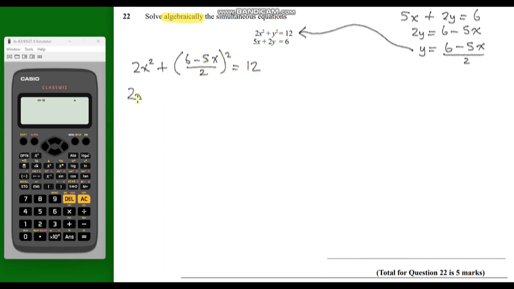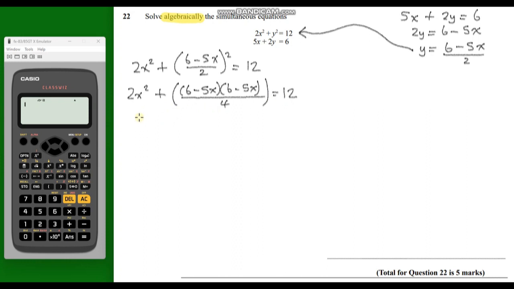So we've got 2x squared plus, and what I'm going to do is I'm going to do it step by step. So I'm going to write out double brackets. So I'm just going to write it out like this. So (6 minus 5x) times (6 minus 5x), like that. And then all of that is over, it's not over 2, because when we're squaring a fraction, we square the numerator and the denominator. So 2 squared, all that is 4. And then that equals 12.